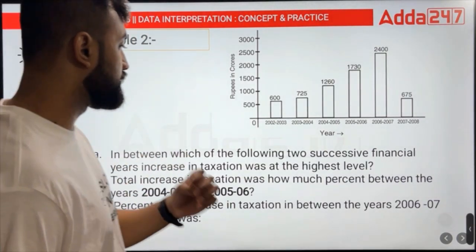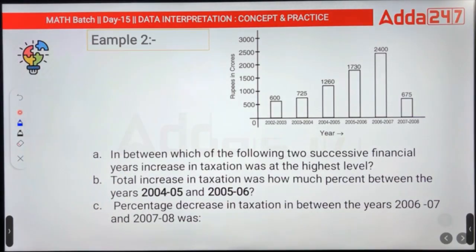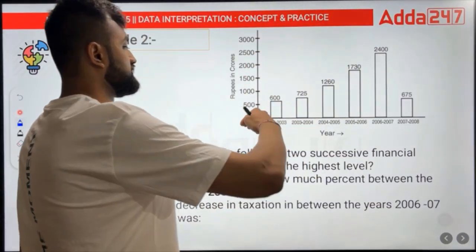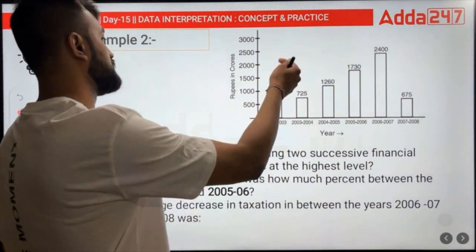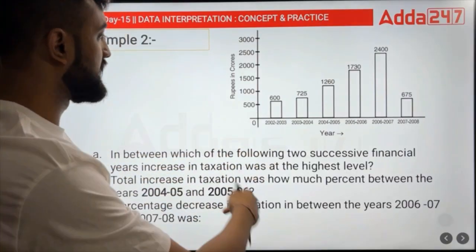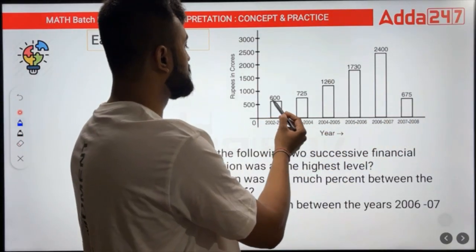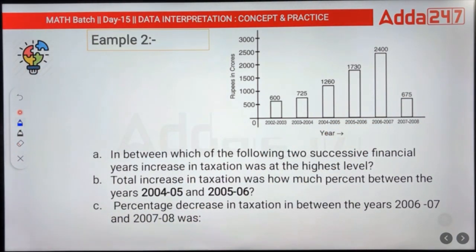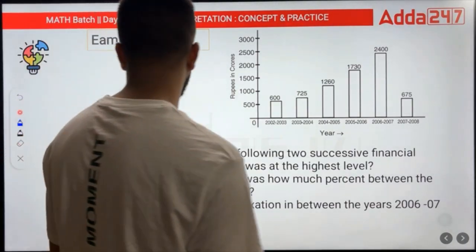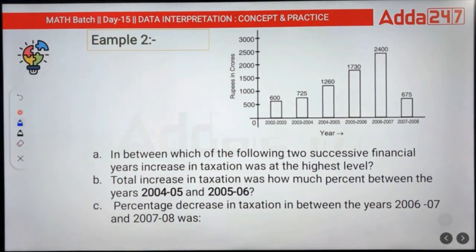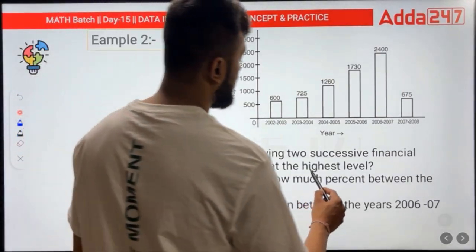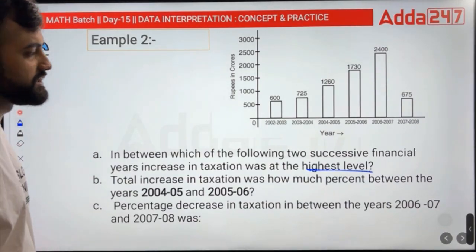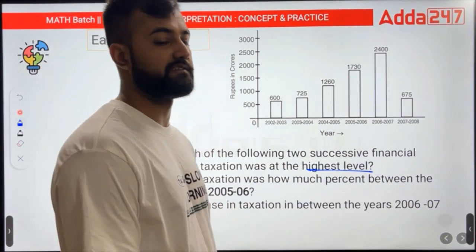In between which of the following two successive financial years? Okay, what's given, sir? Out here they have given rupees in crores. So these are the rupees 500 crore, 1000 crore, 1500 crore, and so on. And these are the years. And they've also given the values, how much crore you can see. Very easy. In between which of the following two successive financial years the increase in taxation was at the highest level? Between which 2 years the taxation increase was the highest, they are saying.